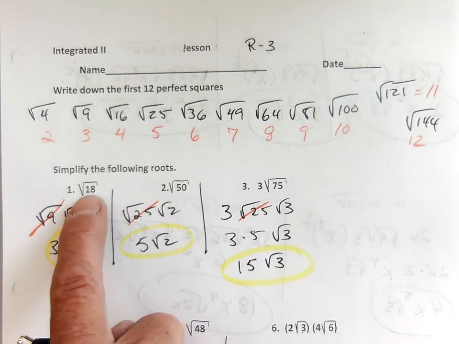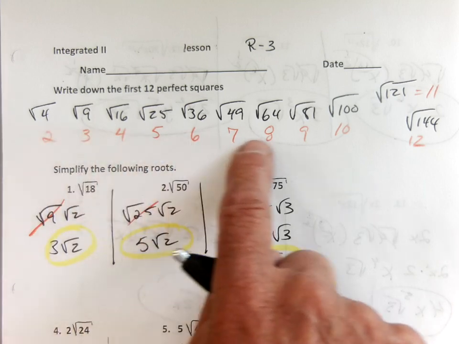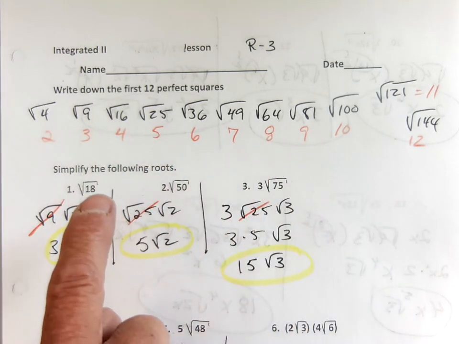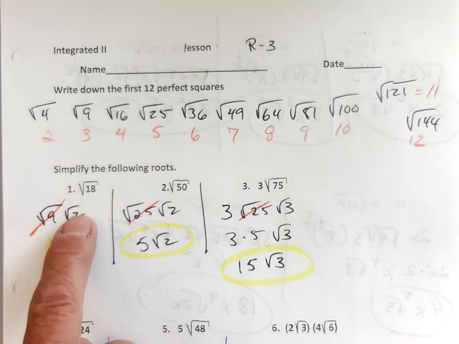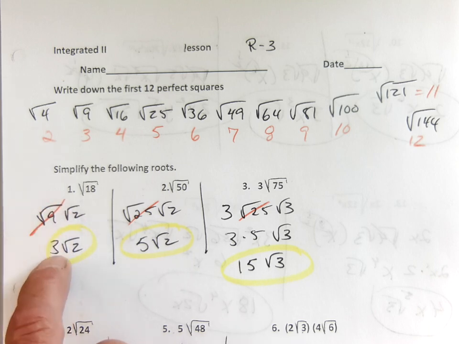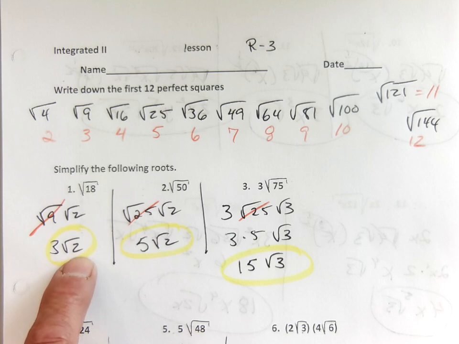So I want to break them up. So 18, I need 2 multiples. One of them has to be a perfect square. So square root of 9, square root of 2. I chose that because square root of 9 is 3. There is no square root of 2 except for an ugly number, so it's just 3 square root of 2.